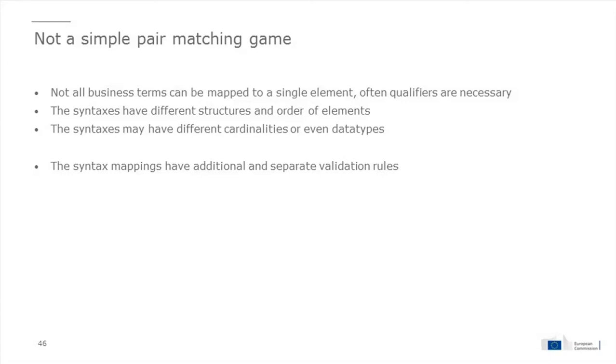Also, the syntaxes have different structures. They have a different order of the elements than the semantic model. And they may have different cardinalities, as I mentioned, and even data types. Most of these differences are regulated by additional validation rules. Some of the differences have no real consequence on the usage, because if the elements are in a different order, it doesn't really matter. But it can confuse perhaps first-time readers.